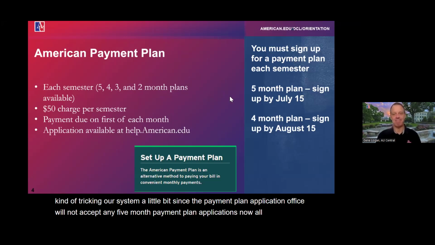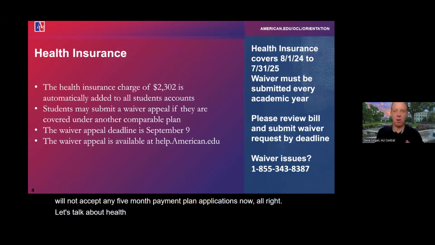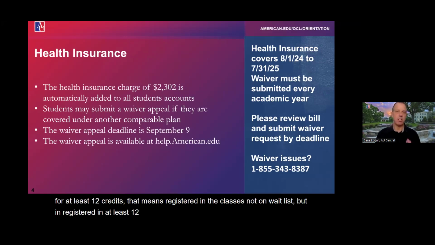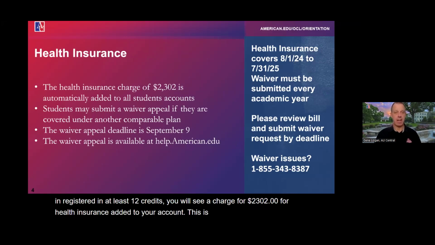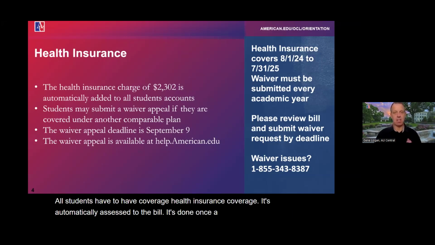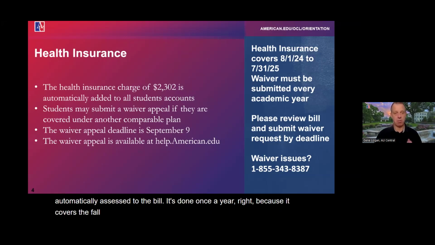All right. Let's talk about health insurance. So once you as the student have registered for at least 12 credits, that means registered in the classes, not on wait lists, but registered in at least 12 credits, you will see a charge for $2,302 for health insurance added to your account. This is through our provider, Aetna. It covers fall, spring, and summer, right? All students have to have health insurance coverage. It's automatically assessed to the bill. It's done once a year, right? Because it covers the fall, spring, and summer semesters.